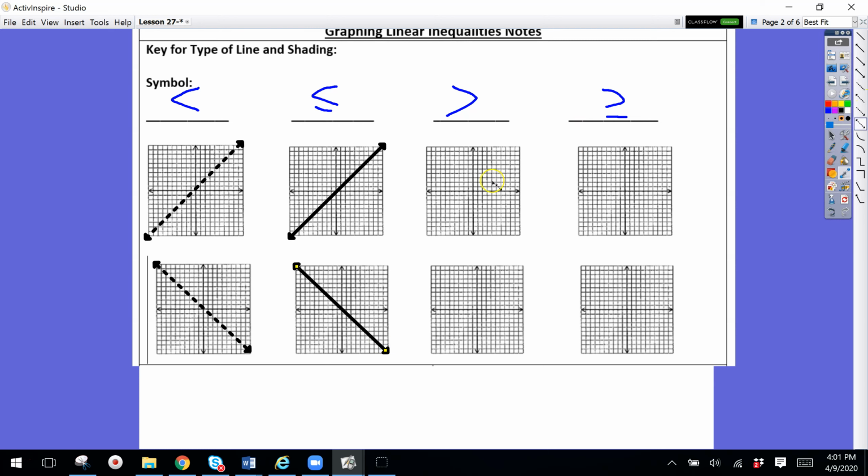And so here you go. And then again, we need to make sure we're shading in the correct place. It's less than, so that means I'm shading below. And that's where people would mess up if they forget to change the sign. So that's why plugging in a number is always good.